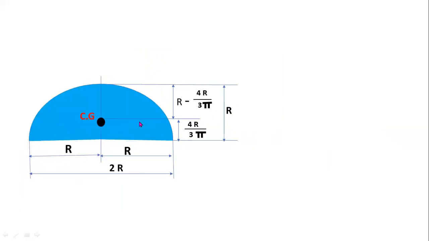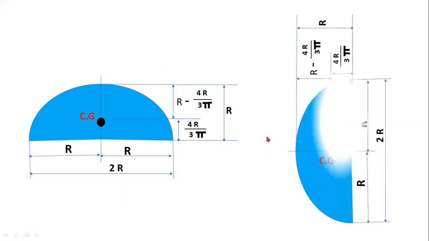Now this is a semicircle. The centroid or center of gravity of a semicircular lamina always lies 4r/3π from the base and r from the edge. Here you can observe there is no change in the position of the centroid or center of gravity. 4r/3π from the base and r from the edge.